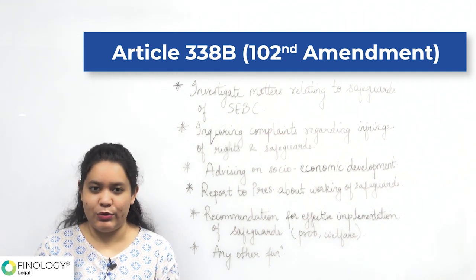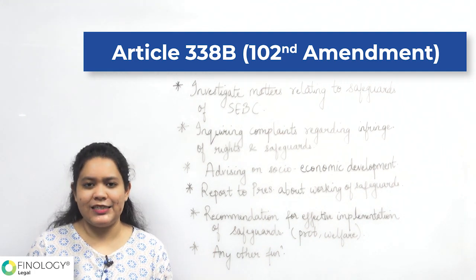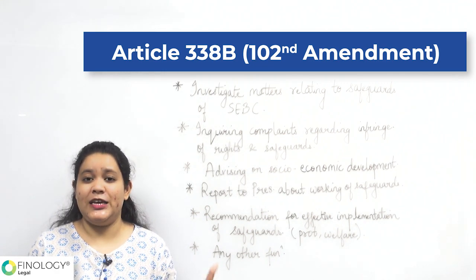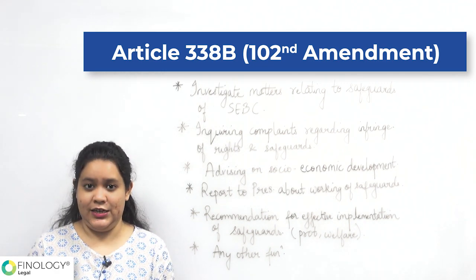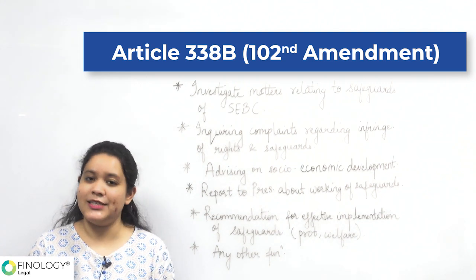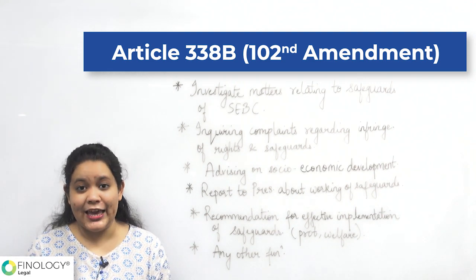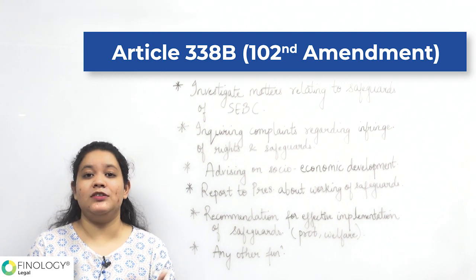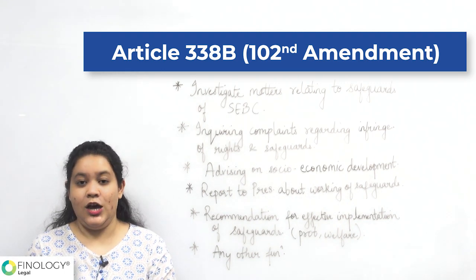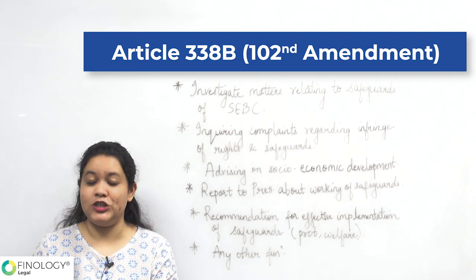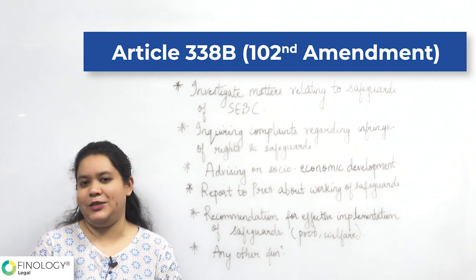There is a list of backward classes. So which classes and communities have to be inserted in the OBC list? It is determined by the president and the central government, right? So if any inquiry has to be made regarding a complaint about such inclusion or exclusion, then it is conducted by the NCBC only.